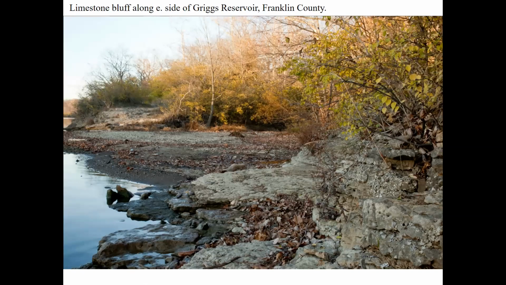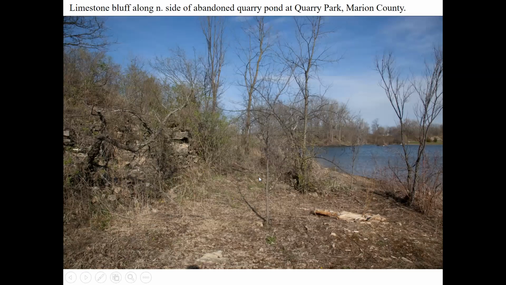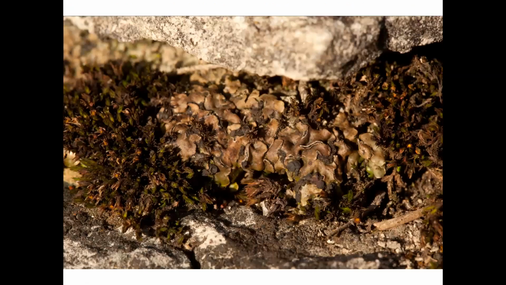Here's a little lens. This is along the Olentangy River over on Riverside Drive, the aptly named Riverside Drive, by Fishinger Road. And there's this limestone. And on the limestone, there's this lichen growing. It's another umbilicate lichen. It's got apothecia. It's got these little dots on the outside. And it's very abundant at this particular spot along Griggs Reservoir. Here's a little limestone bluff in Marion County. And I saw this growing on it.